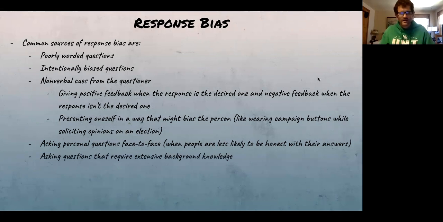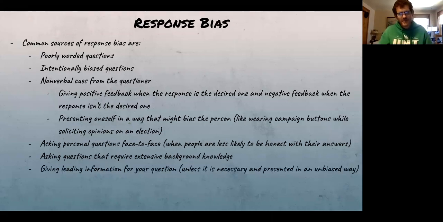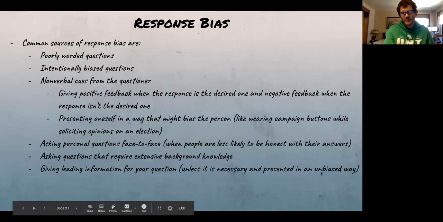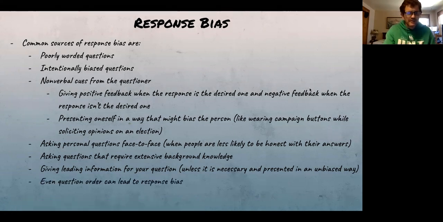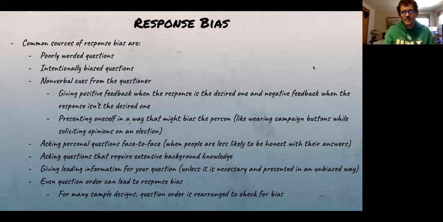Asking questions that require extensive background knowledge. So if I asked you a question, but you had no idea the whole context that it was related to, and we'll see some of this, then that's going to throw off the validity of the response. And giving leading information for your question can lead to response bias. Now, sometimes it's necessary and presented in a fair and balanced way. So if it's unbiased, the way you present that leading information, it's okay. Okay, and last little bit here, even question order can lead to response bias. So professional pollers will frequently switch up the order they ask questions just to make sure that doesn't come into play.